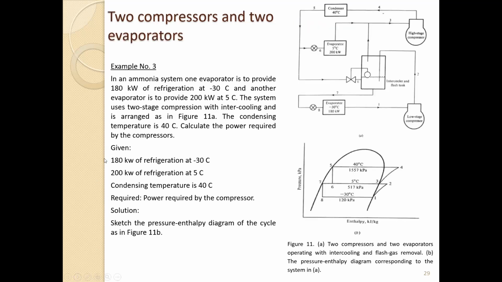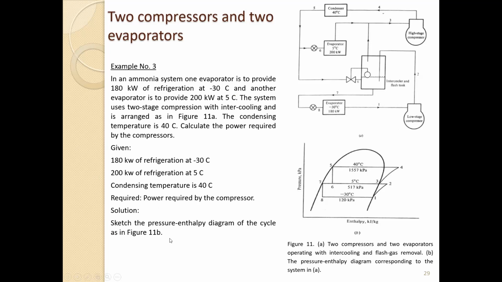The components are increasing. So example number 3: in an ammonia system, one evaporator is to provide 180 kilowatt of refrigeration at negative 30 C and another evaporator is to provide 200 kilowatt at 5 C. The system uses two-stage compression with intercooling and is arranged as in figure 11-A. The condensing temperature is 40 C. Calculate the total power required by the compressors. Given 180 kilowatt of refrigeration at negative 30 C, 200 kilowatt at 5 C, and condensing temperature of 40 C. Required is the power required by the compressors.